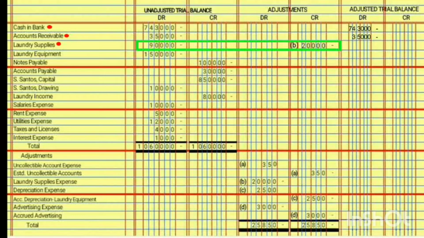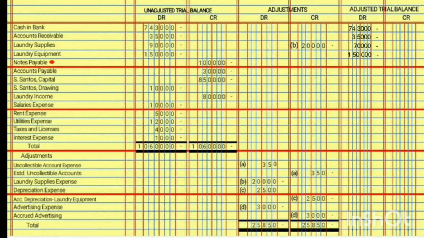And take note that mas malaki yung amount sa debit kaysa credit. Kasi sa debit, we have 90,000. And then sa credit, we only have 20,000. So that would mean yung difference na 70,000, ipopwesto natin siya sa debit. So that's why we have it here, 70,000 under the debit column of the adjusted trial balance. For the laundry equipment, we have this unadjusted balance of 150,000 and then walang adjustments. So laundry equipment will remain at 150,000 debit.